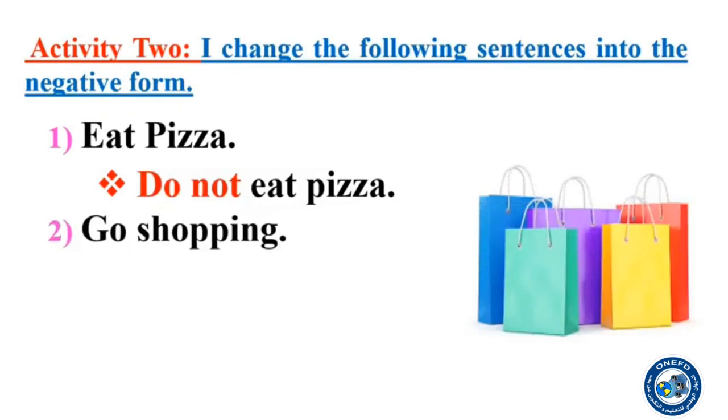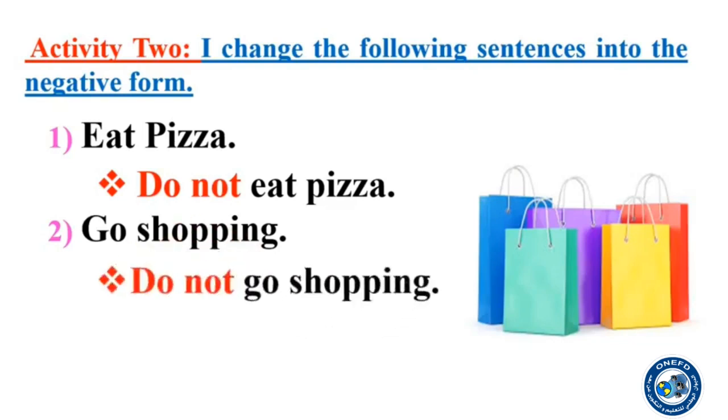Number 2. Go shopping. This is also an order. It starts with the verb go. After go comes the object shopping. From affirmative, we change it into the negative. Simply, we add the expression do not. Do not go shopping.